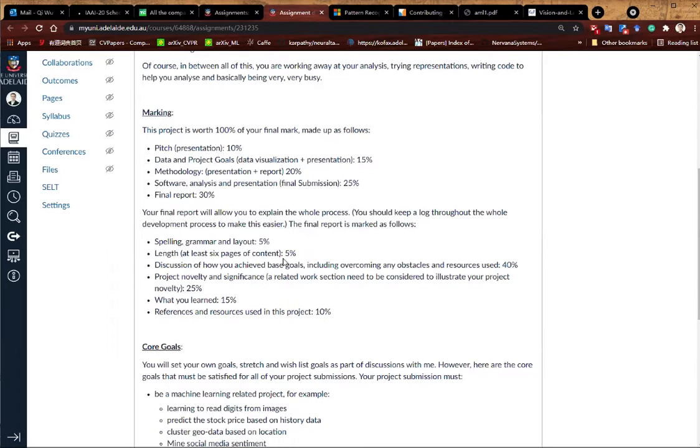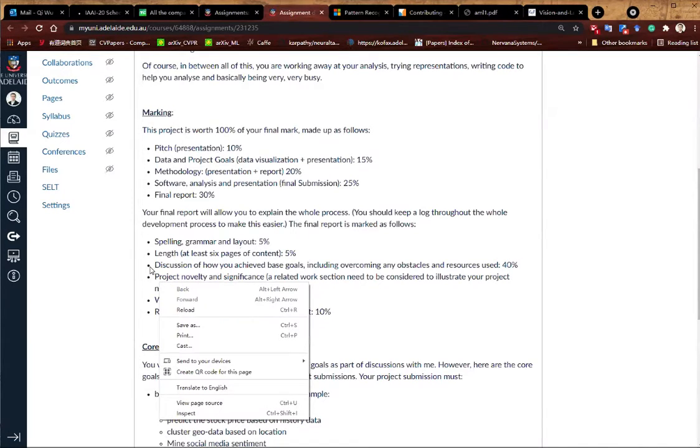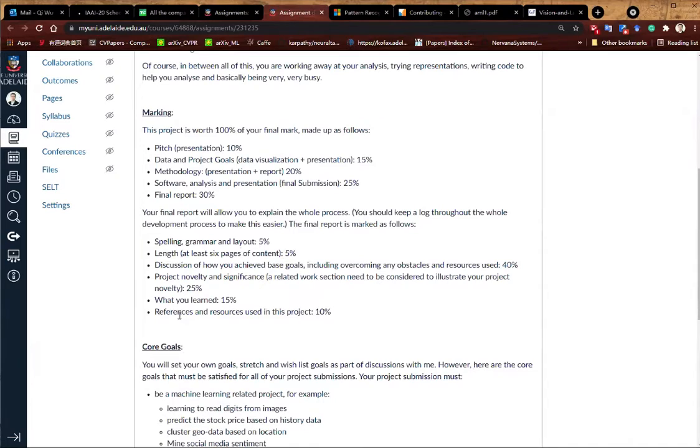And you need to discuss how you achieve the base goals, including overcoming obstacles and the resources used. You can see this is the most important part. So we care about your learning process. So it's about 40%. And the project novelty and significance and what you learn, which is 15%, and the references and resources used, which is 10%.